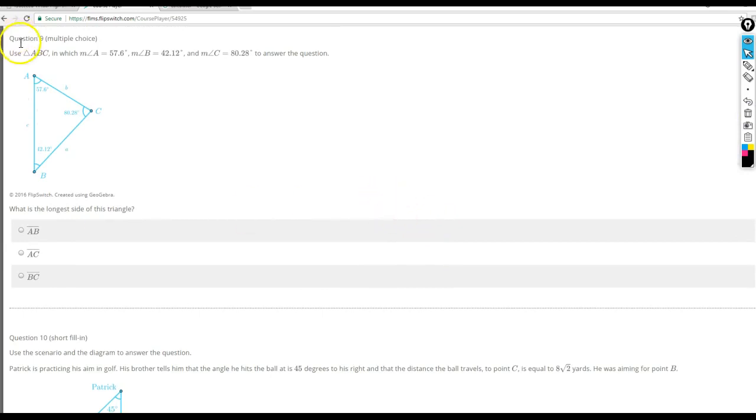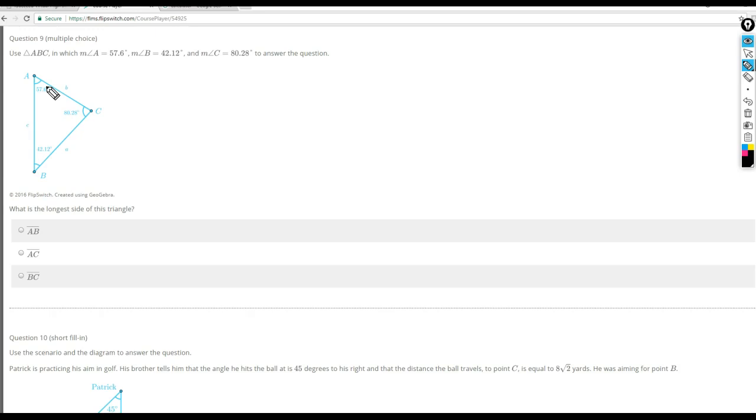Alright. Use triangle ABC in which measure of angle A is equal to 57.6 degrees, measure of angle B is equal to 42.12 degrees, and measure of angle C is equal to 80.28 degrees to answer the question. What is the longest side of this triangle? Alright, I am going to think back and remember that there is a relationship between angles and their side lengths.